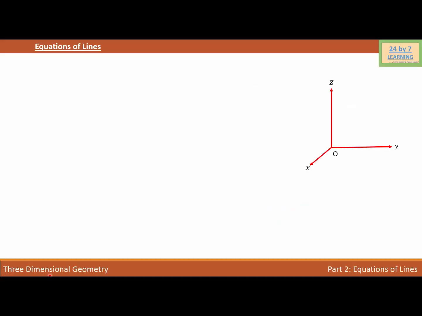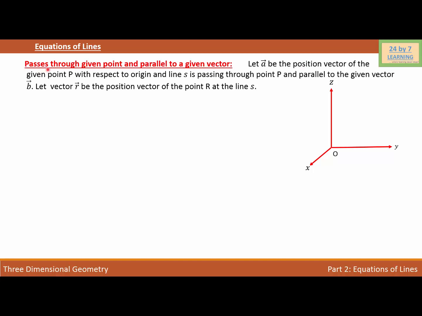So let's begin. Equations of a line. At first, we are going to find the equation of a line that passes through a given point and is parallel to a given vector. So let's start. Passes through a given point and parallel to a given vector.